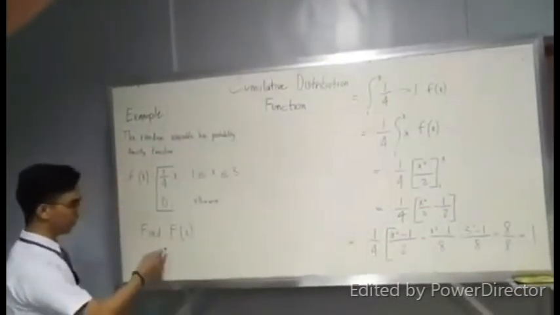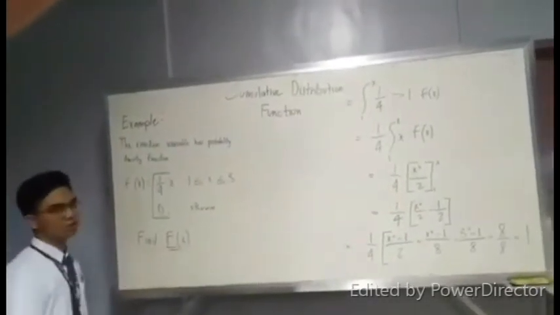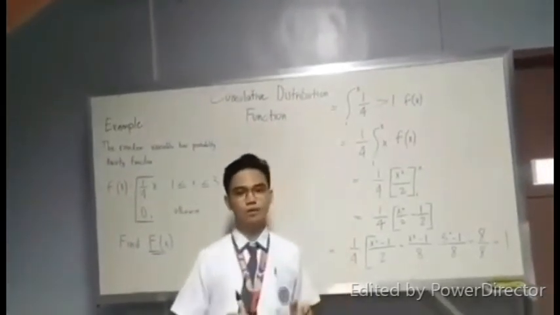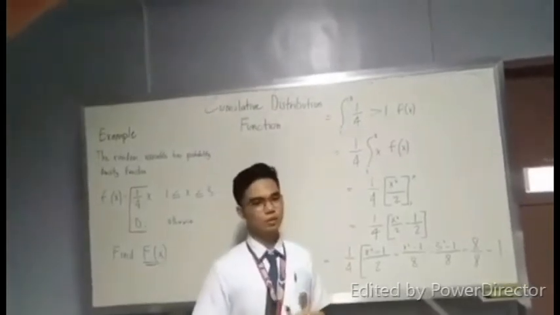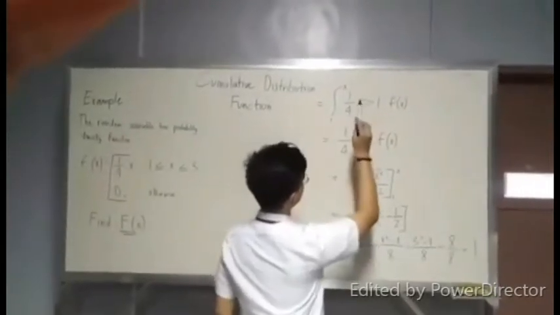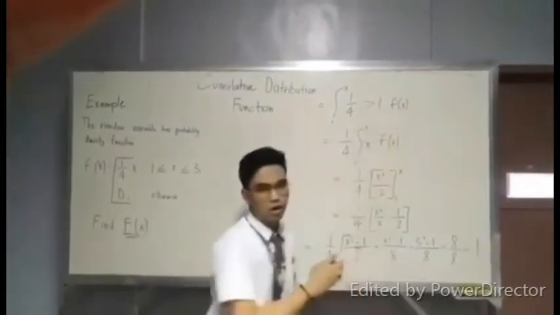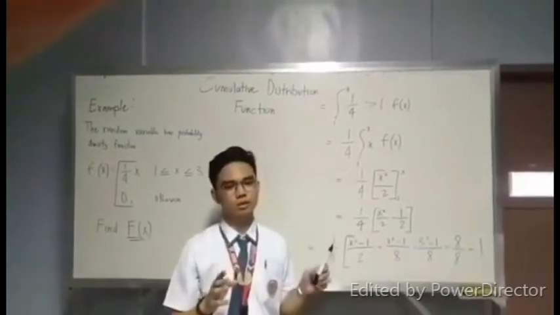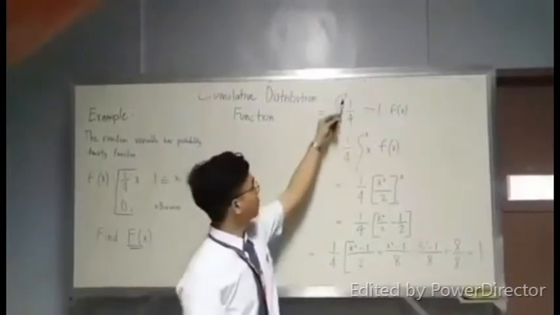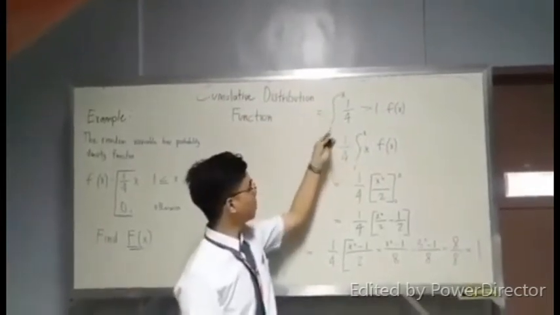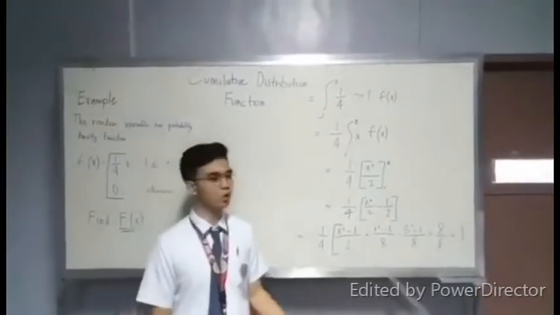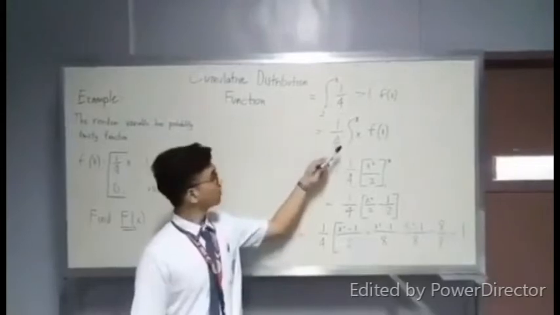So we need to find F(x), which is the CDF. To find F(x), we must first integrate the given density. So what we will have here is the integral of 1/4 x dx. We start from the lowest limit, which is 1, and make x the upper limit.